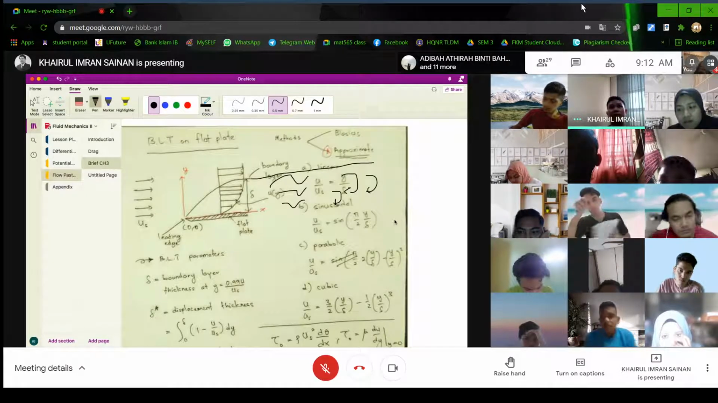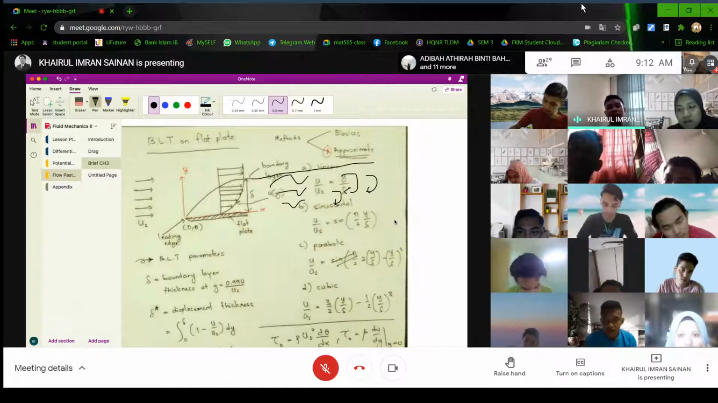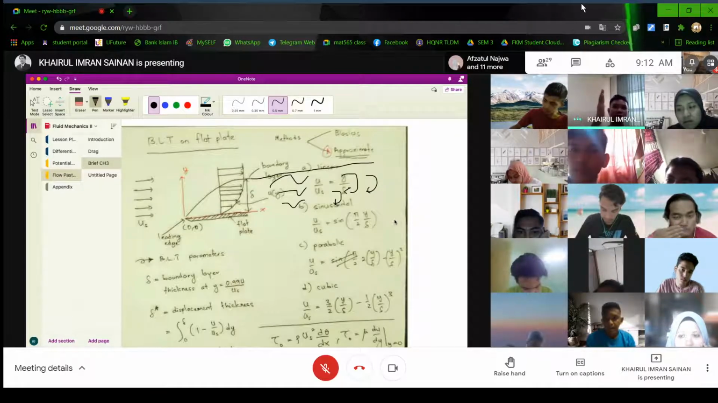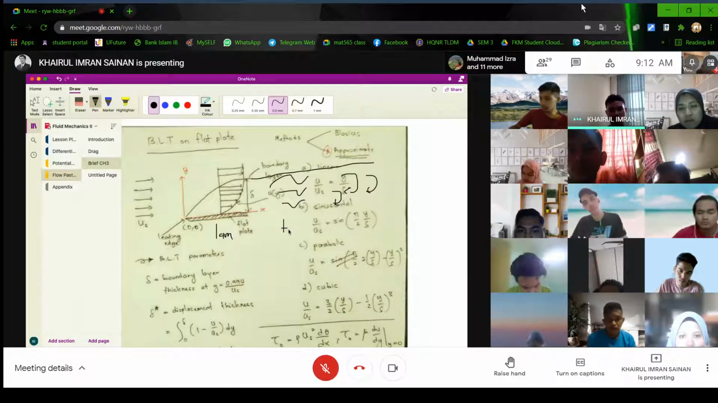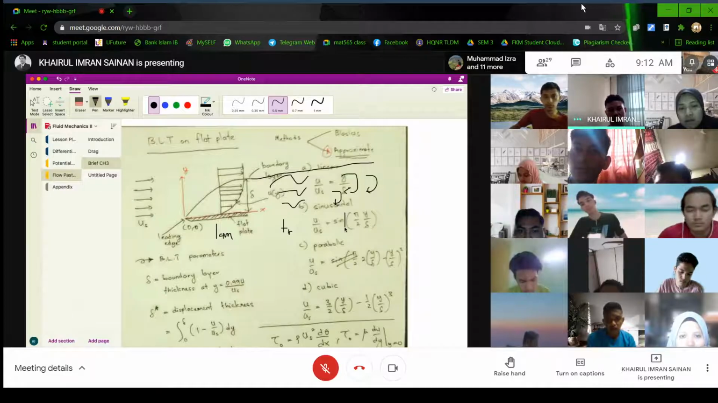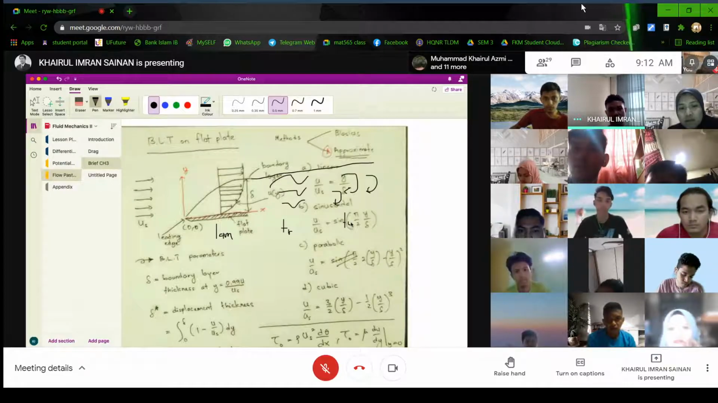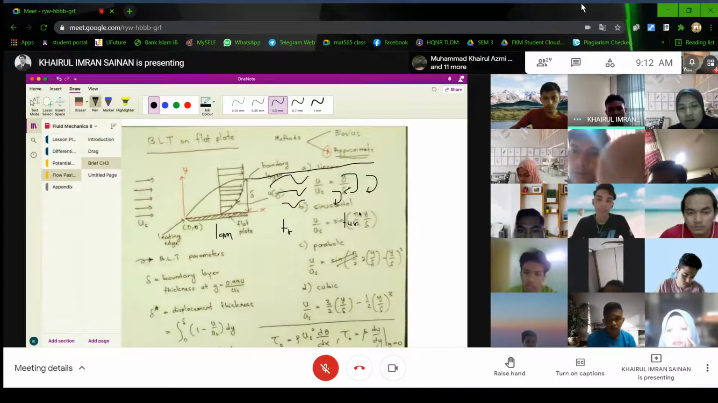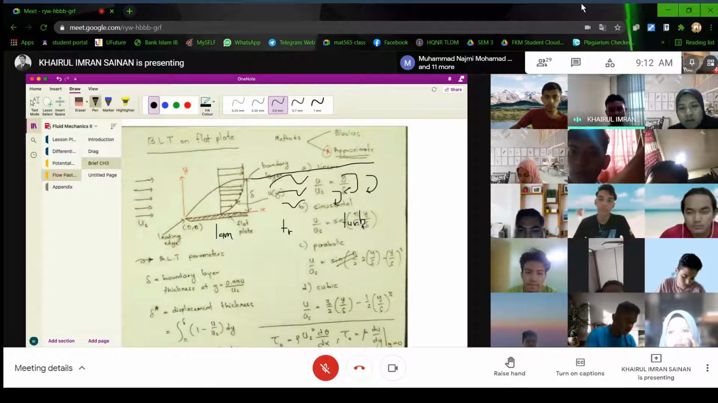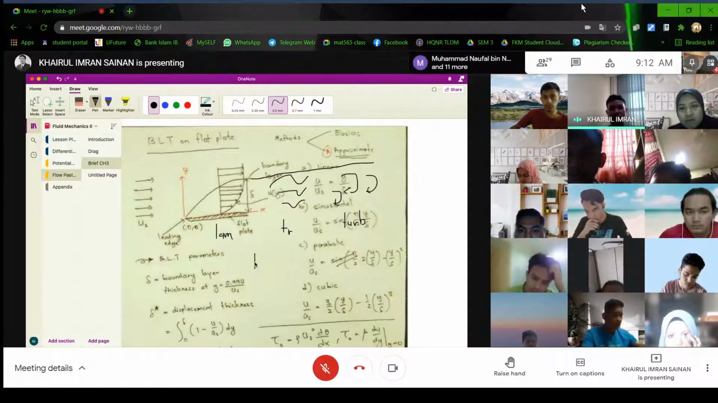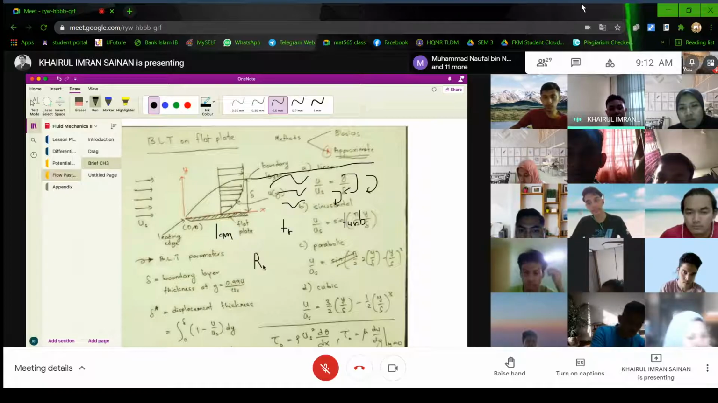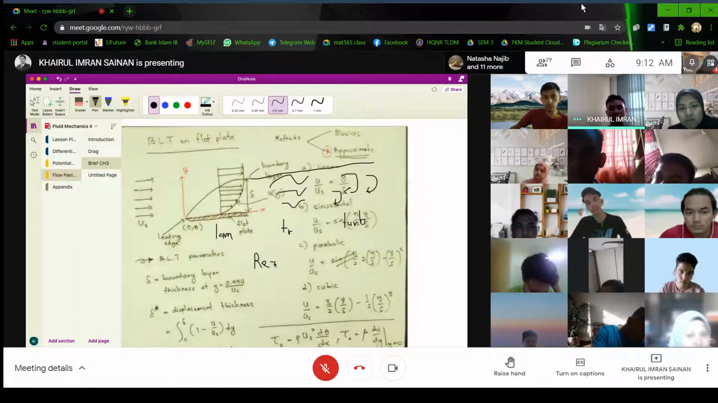So for laminar and turbulent cases, as well as transition, this is laminar, this is transition, and this one is turbulent. They have their own equation. Okay. So how to calculate that is you're going to use Reynolds number.